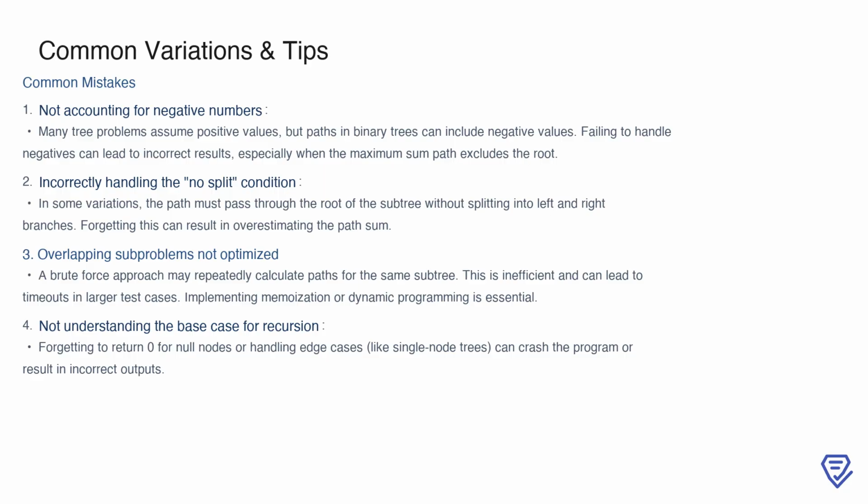Another common mistake is failing to optimize overlapping subproblems. A brute force approach might repeatedly calculate the same paths for subtrees, leading to inefficiencies, especially in larger test cases. Using memoization or dynamic programming can prevent these redundant calculations.